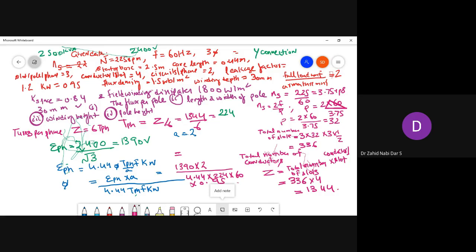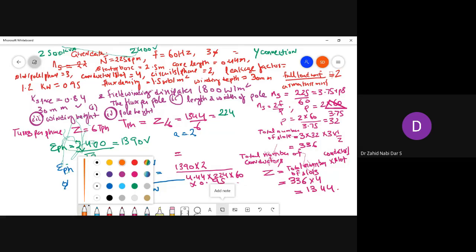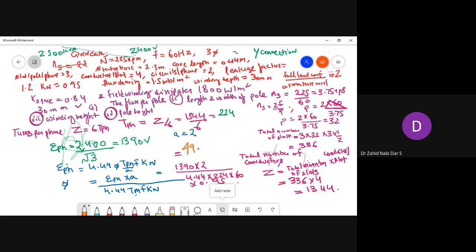If you calculate this value, you will get around 49 into 10 power minus 3 Weber. So that is the first value you got. Okay, so are you following this?